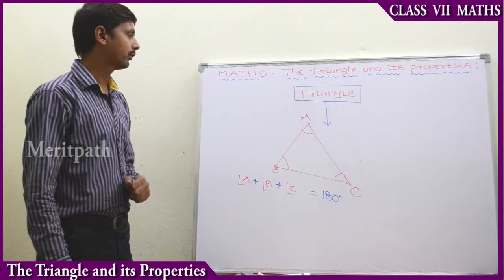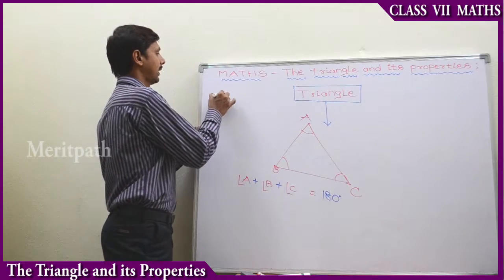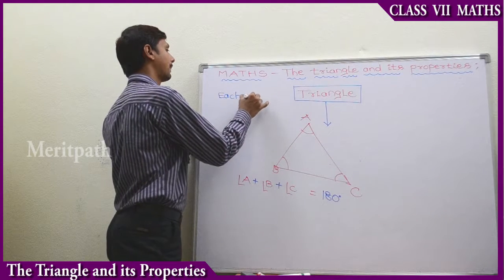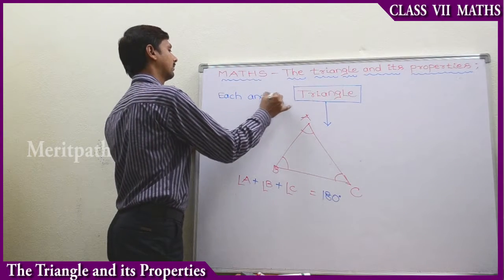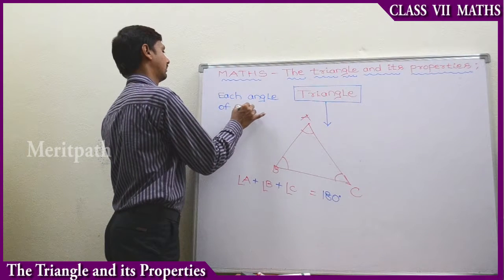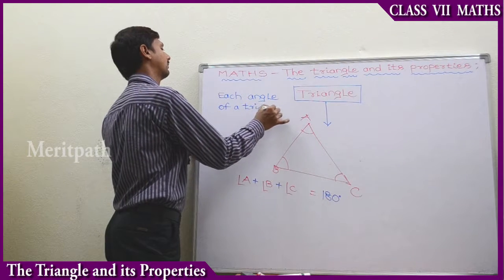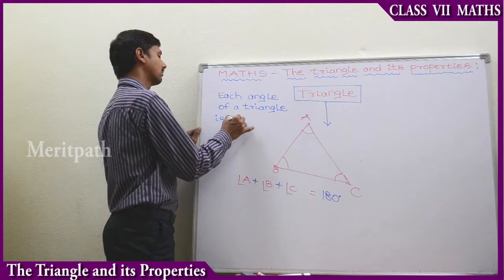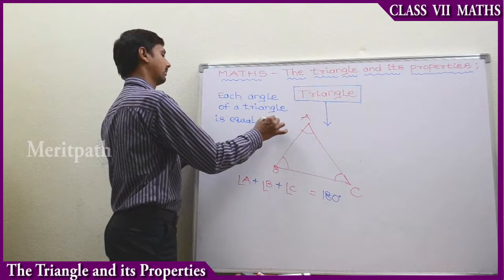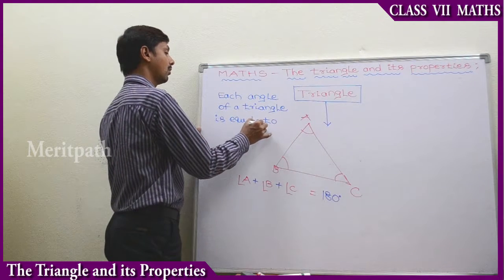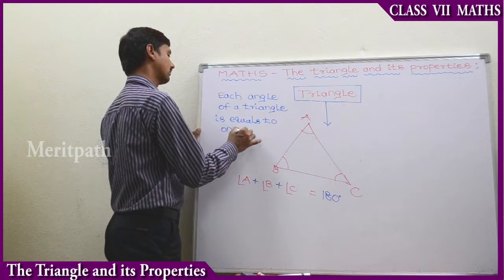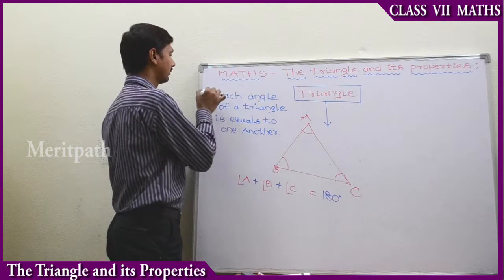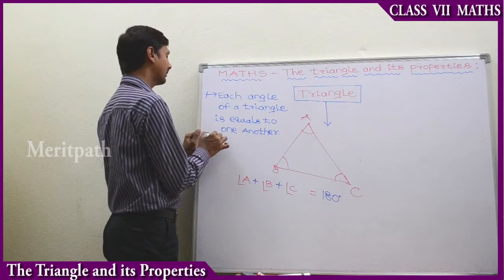180 degrees. So each angle of a triangle is equal to one another. So find out all the three angles.